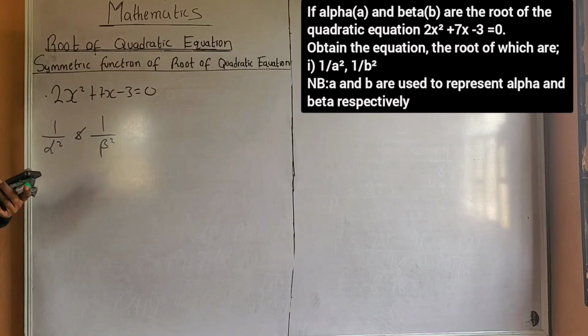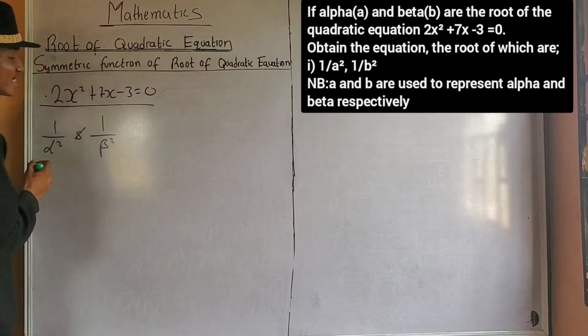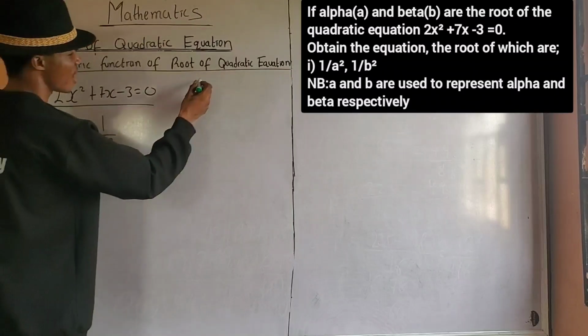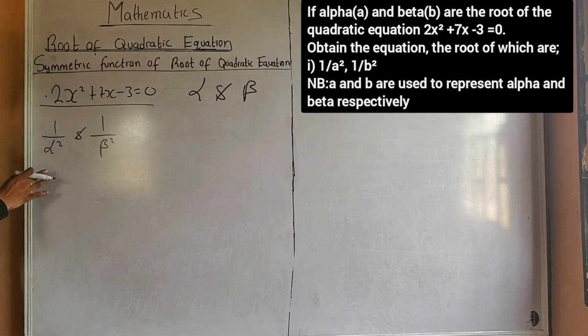Please pay attention. To solve this question, do you know, we are given that for this equation the roots are alpha and beta. Now we are asked to find the equation whose roots are 1 over alpha squared and 1 over beta squared. The first step is that let us first find the sum of roots and the product of roots.